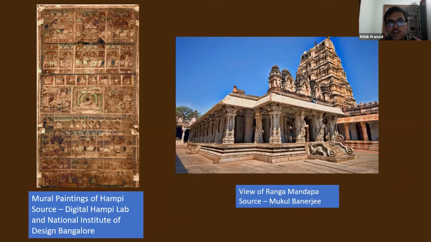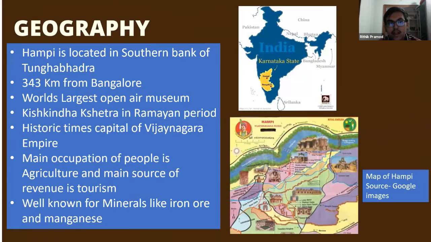Now coming to the geography, as you know, Hampi is located on the southern bank of the Tungabhadra, in the modern state of Karnataka. In ancient times it was known as Kishkindha Kshetra, of the Ramayana period, and in historic times it became the capital of the Vijayanagara Empire. The main sources of occupation for the people are agriculture, and revenue is mostly through tourism.